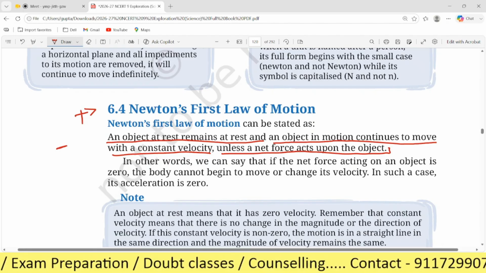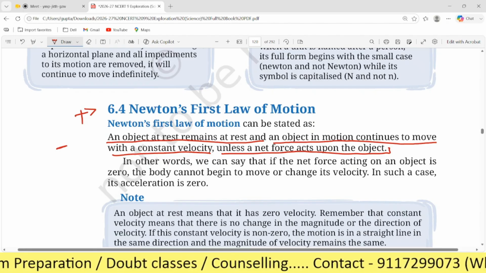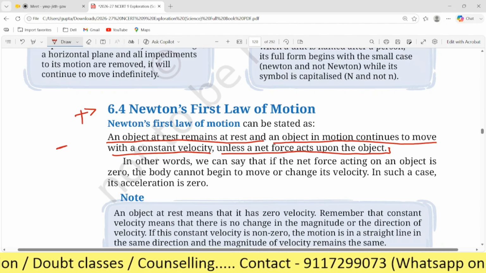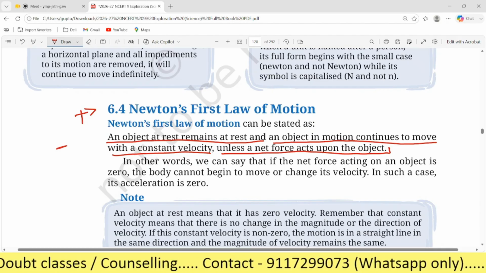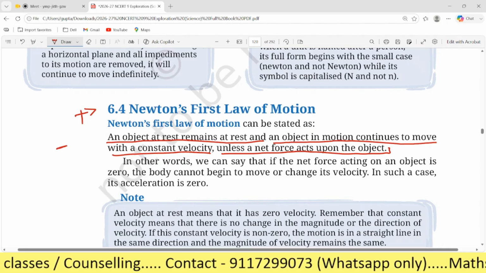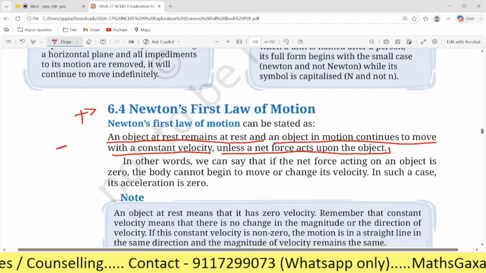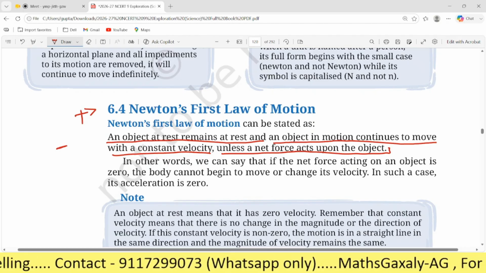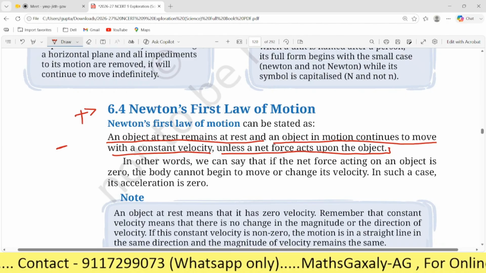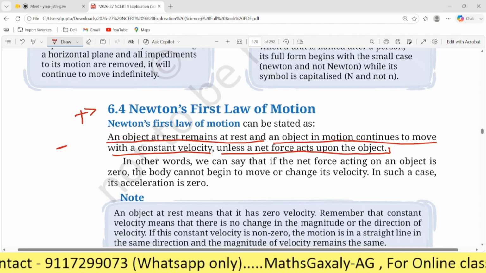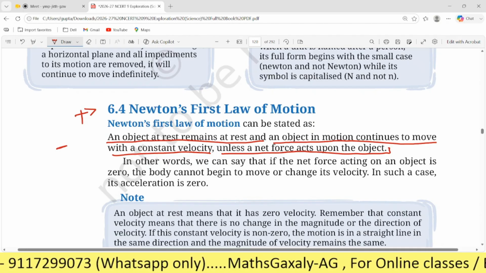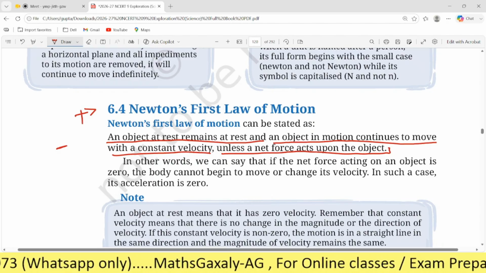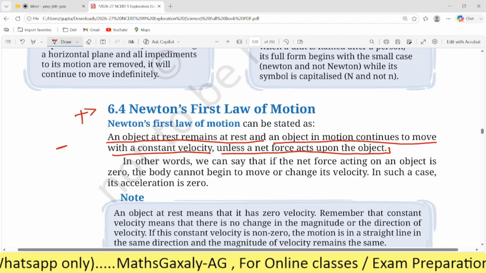Okay, is it clear? So suppose there is an object which is at rest. Suppose I have a pen, right? When I place it on the table, it will remain at rest until I apply a force on it. And when a ball is rolling, it will continue to roll unless a force acts on it.